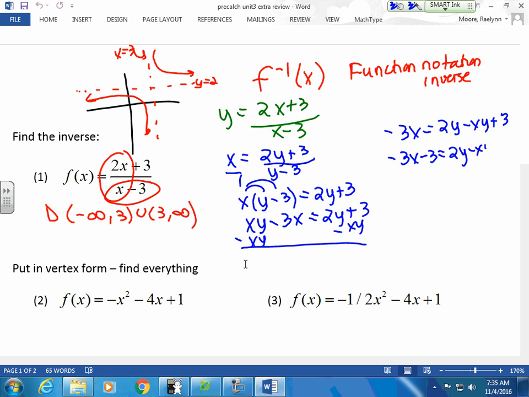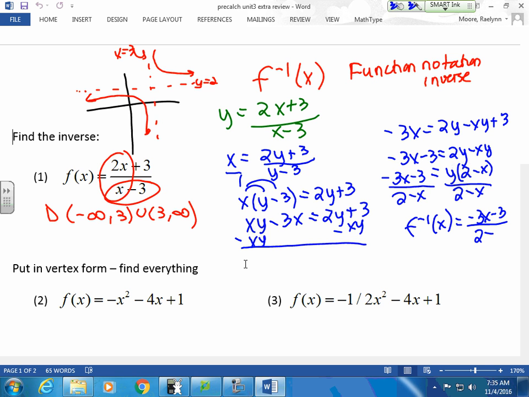So I isolate where my y is. I factor out my y. I didn't say this was going to look pretty. And I divide and get my y by itself. I write my function notation. Now, that really looks a little strange. I can't believe that's my inverse.